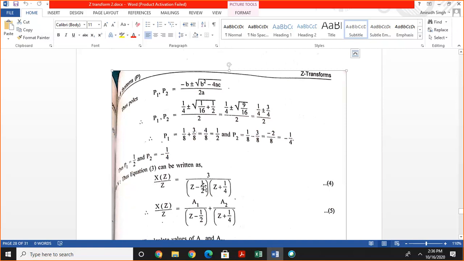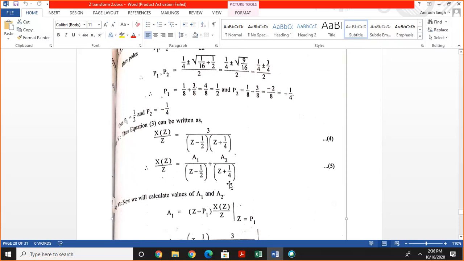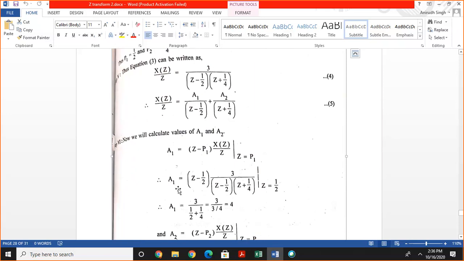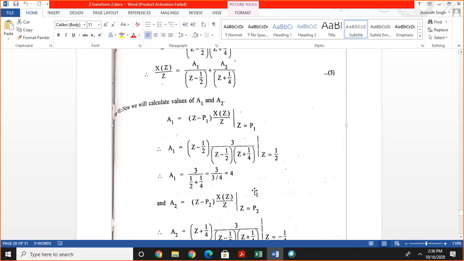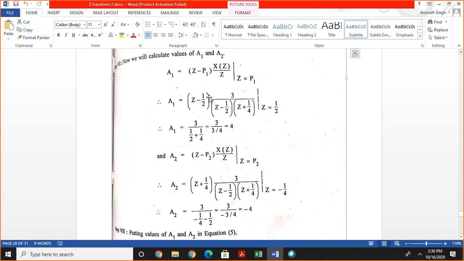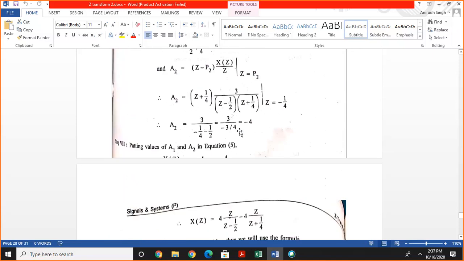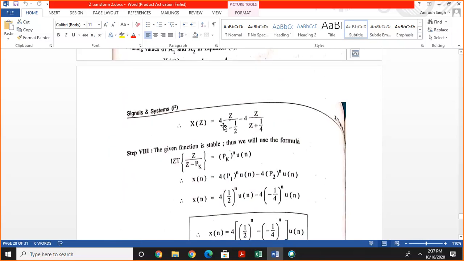It is in proper function. Then we can write X(z) like this, and convert this by multiplying and dividing by z. We get this expression. Then we determine X(z) divided by z, which is given by this. Then we calculate the roots of this equation. Roots of this equation are plus half and minus 1/4.